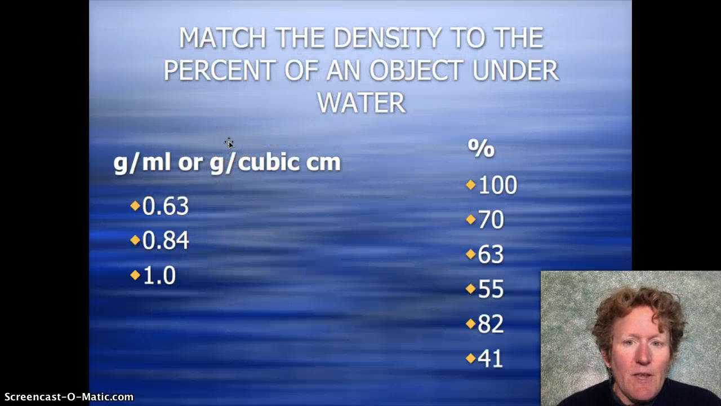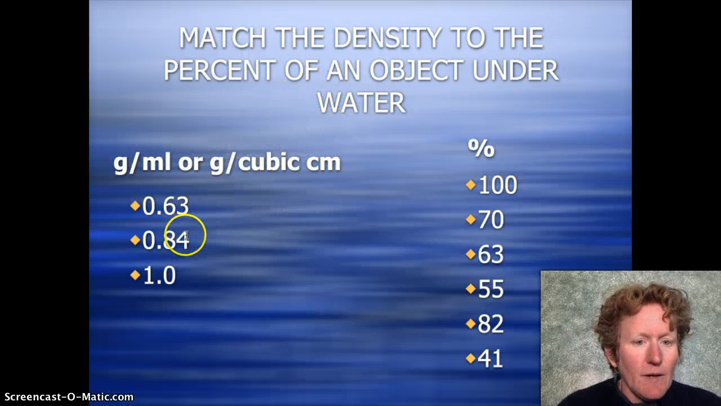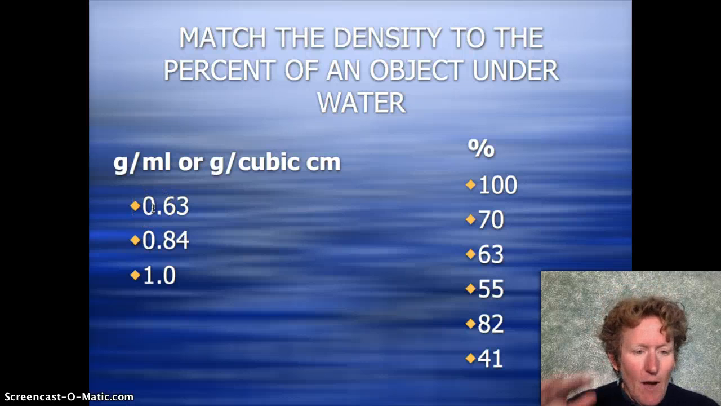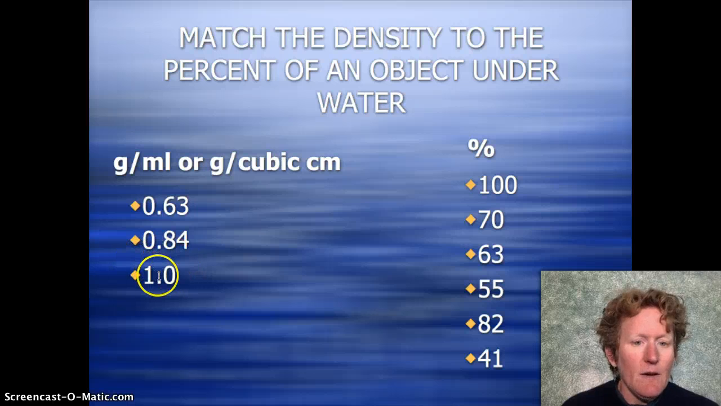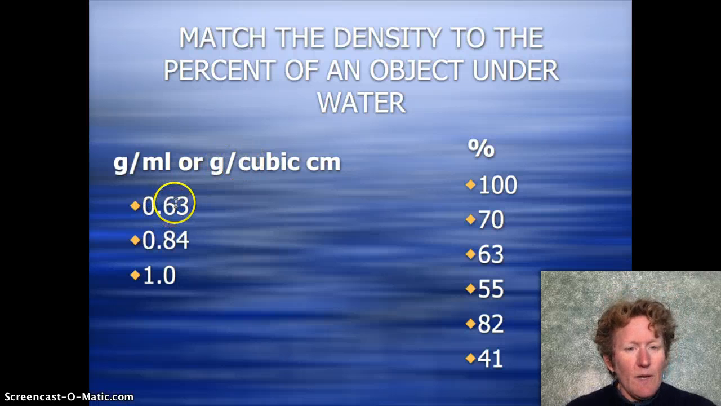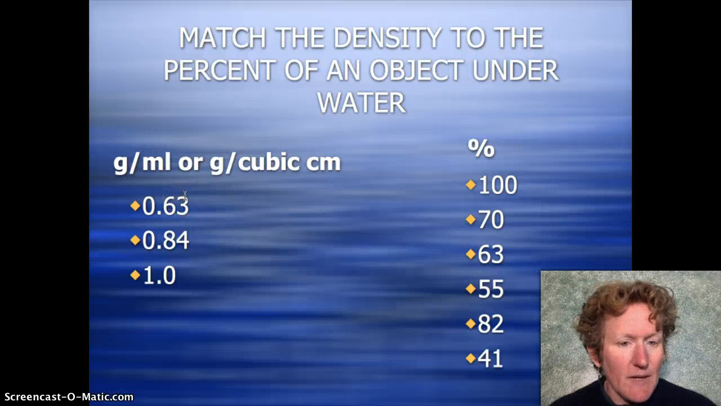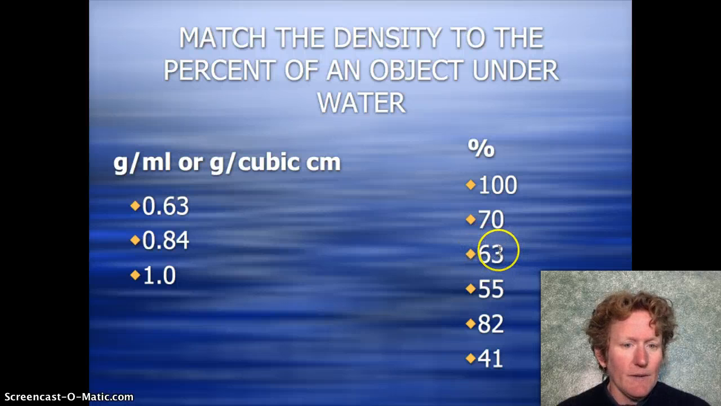So let's match the density to the percent of an object underwater. The density of the object is going to be related to how much of the object is under the water. Water has a density of 1 gram per milliliter or 1 gram per cubic centimeter. So if you have a density that's 0.63, you're 63% of the density of water, and 63% of the object is going to be underwater.